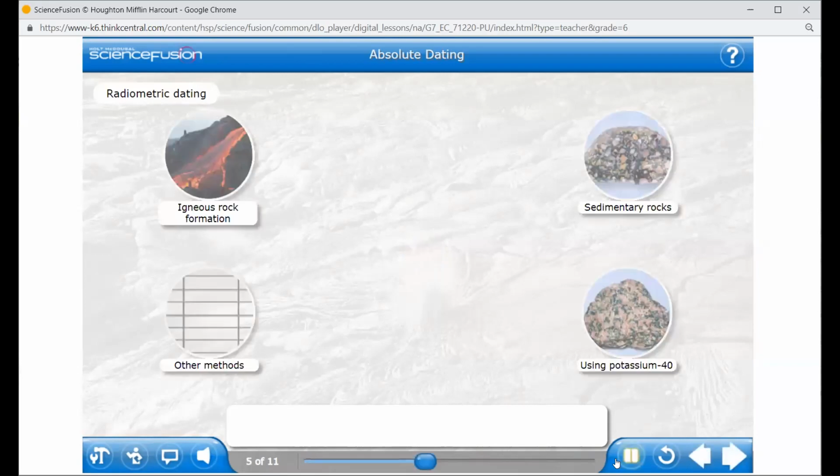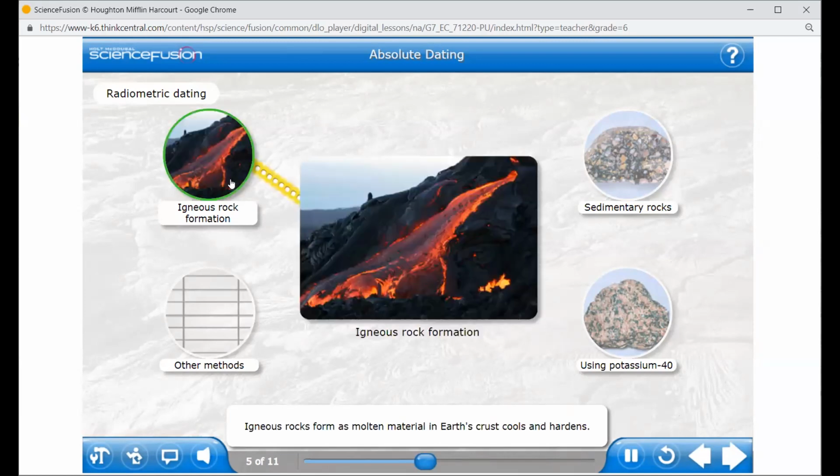Igneous rocks are the best type of rock sample. Now see, they'll tell you how igneous rocks form and what the use of potassium 40 is. I told you the symbol is K40. That is an isotope, and how do we use it? It will explain. Igneous rocks form as molten material in Earth's crust cools and hardens.